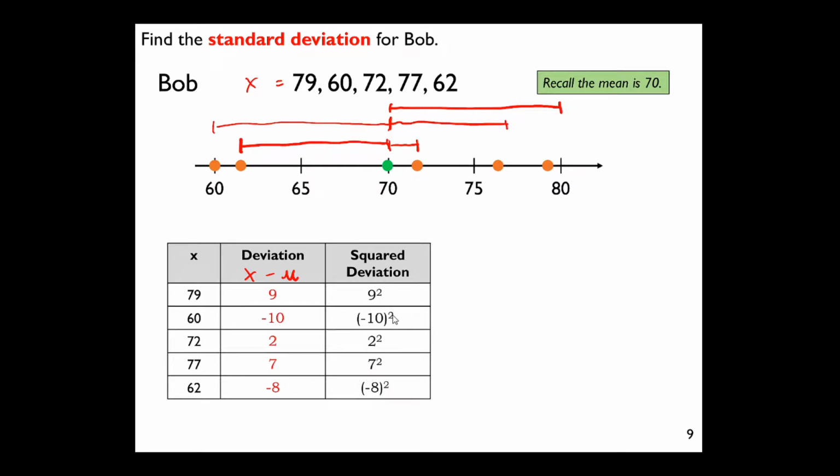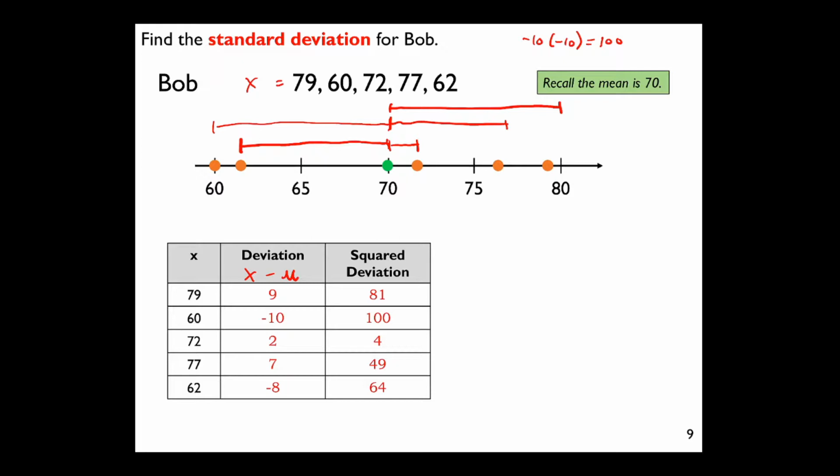Negative 10 squared is going to give you a positive 100, because remember, negative 10 squared is negative 10 times negative 10, and a negative times a negative is positive 100. The purpose of squaring these values is that wherever we have negatives, they become positives. Just like negative 8 squared is going to become a positive 64. So here's what we get: 81, 100, 4, 49, and 64.